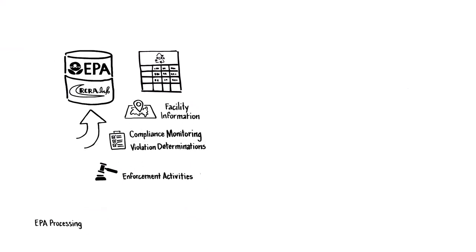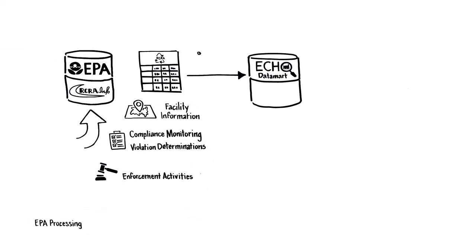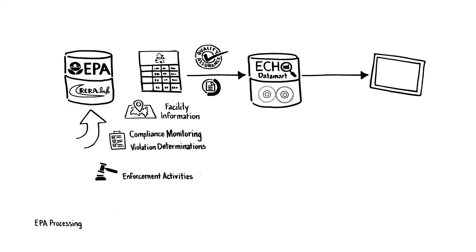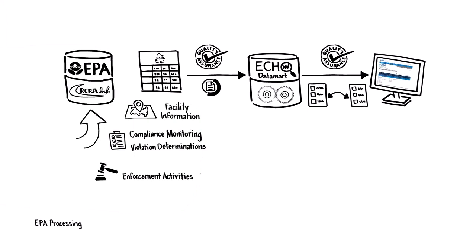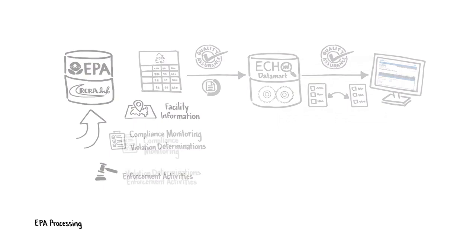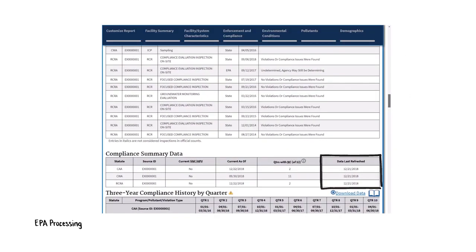ECHO extracts RCRA compliance data on a weekly basis. Completeness and comparability checks are performed on the data extract. Following the completion of successful quality assurance, or QA checks, the ECHO Data Mart is refreshed with the updated data. Another set of QA checks are performed on the refreshed data, including web service comparisons, consistency checks, and quarter-end date checks. Data are mapped to a format to support display in the detailed facility report on the ECHO website. Note, ECHO displays the most recent data extraction date on the Compliance Summary Data table.